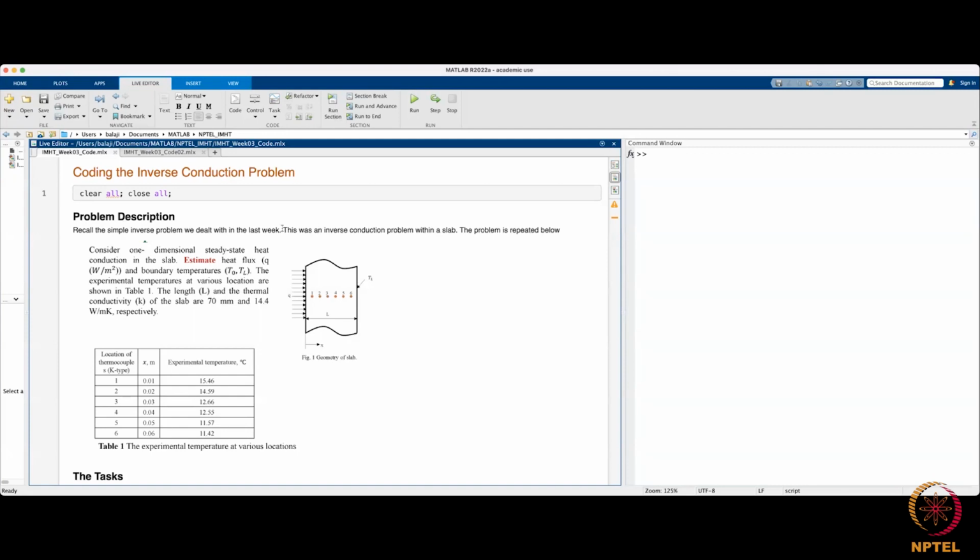Okay, so I'm going to start with the standard inverse conduction problem within a slab that we looked at. I am actually copy pasting within this. The file that you see here is what is known as an MLX file. You can see on top of it, IMHT week 3 code .mlx. I'll be sharing it. The NPTEL team will tell you where to download this file for this week, just so that you can play with it yourself.